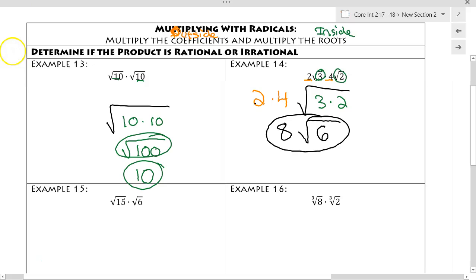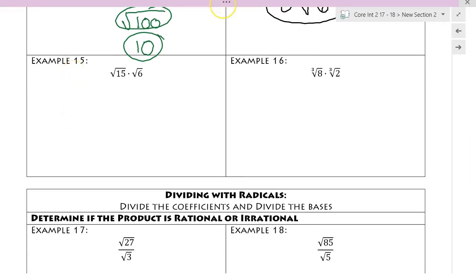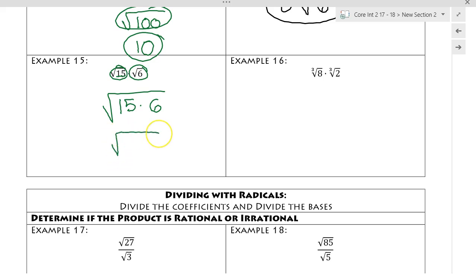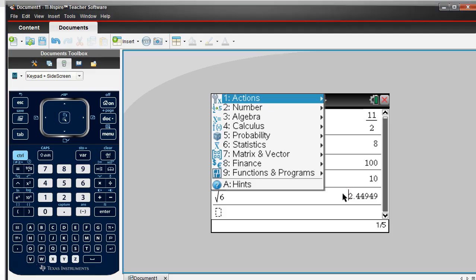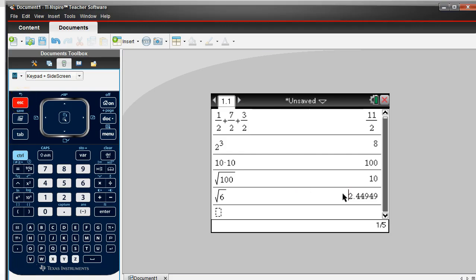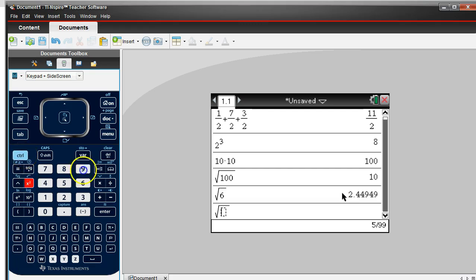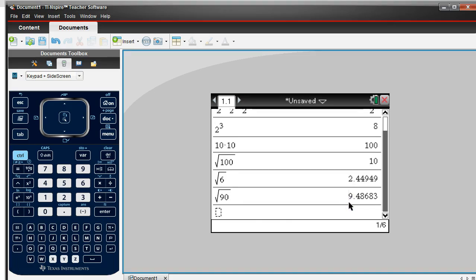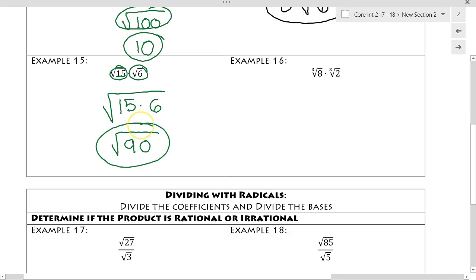All right, looking at our next problem. Again, I want to multiply the outside. I don't have an outside. Multiply the inside. So, square root of 15 times 6. Again, you can always use the calculator. 15 times 6 is 90. I'm going to type that in my calculator. Square root of 90. And again, I get a long decimal. With a long decimal, I'm just going to leave it. I don't change it at all.